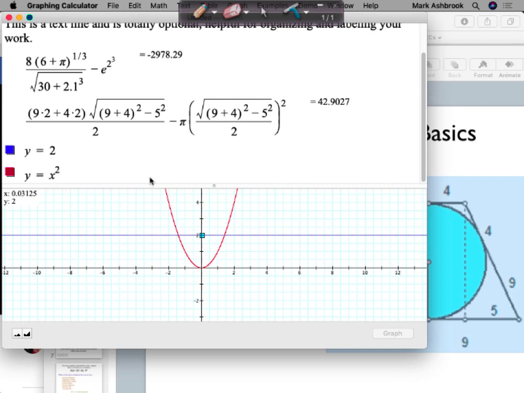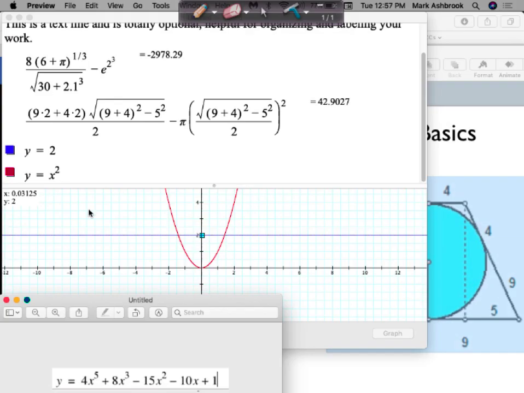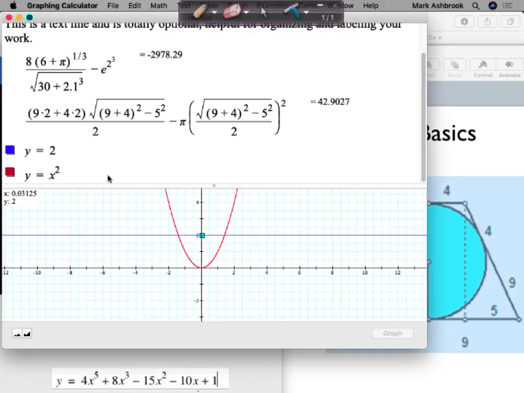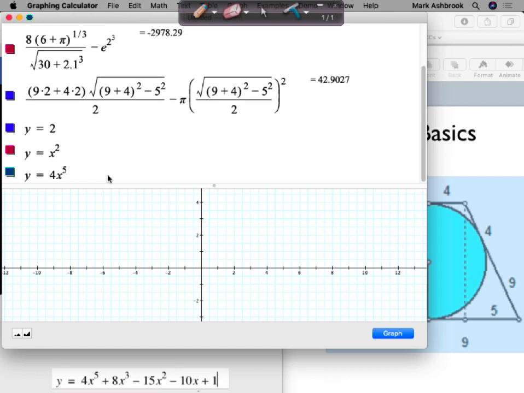put in another equation here. I got another equation down here. Where is it? There we go. So new math line, control return, and we'll go y equals 4x to the 5th plus 8x cubed. Remember, square and cube are just shift 3 and shift 2.